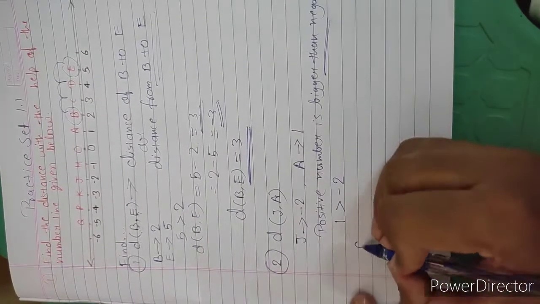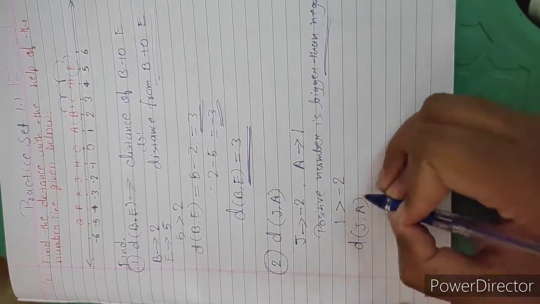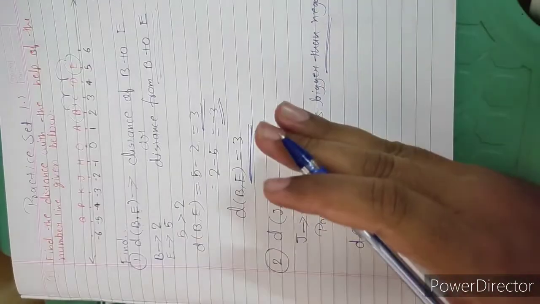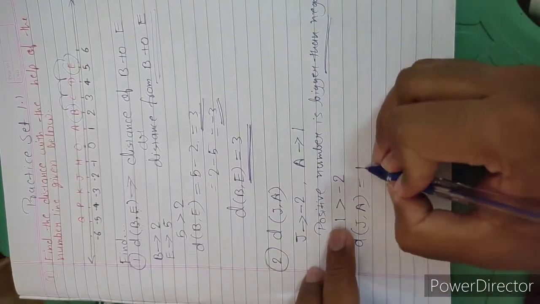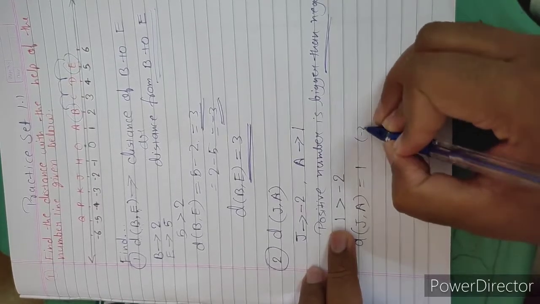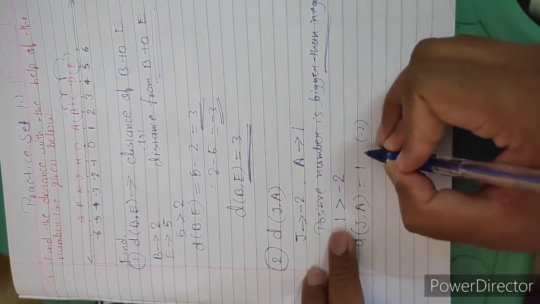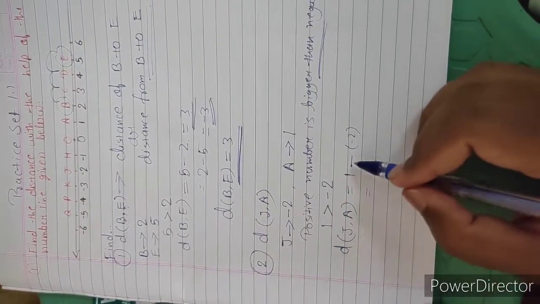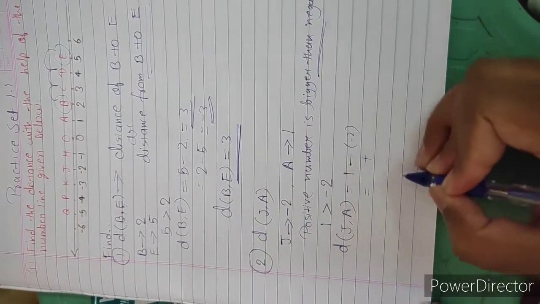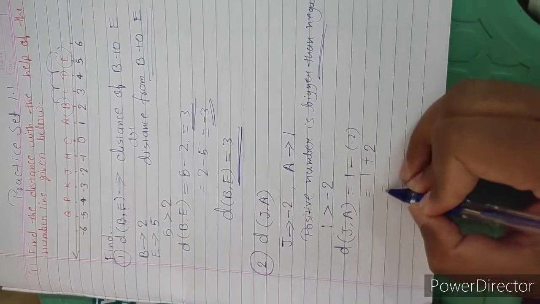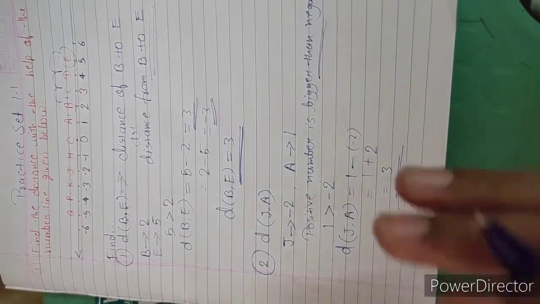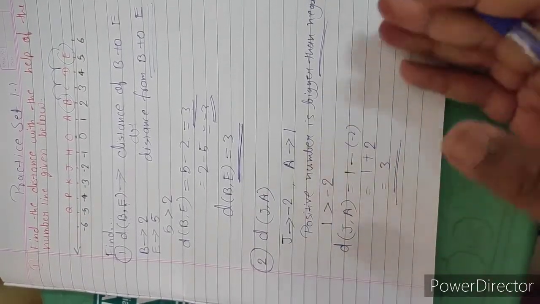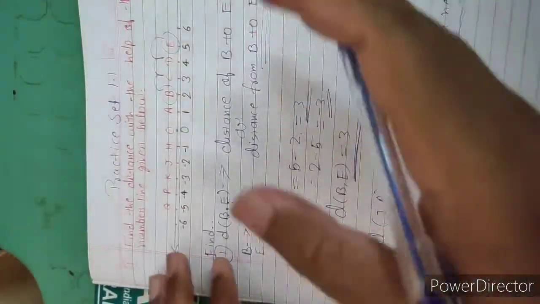We have to find out D J comma A. So we will subtract the smaller number from the bigger number. The bigger number is 1 and the smaller number is minus 2. We have to subtract, that's why we apply the minus sign. And we know the basic principle, minus minus is plus, so 1 plus 2, what is that? 3.